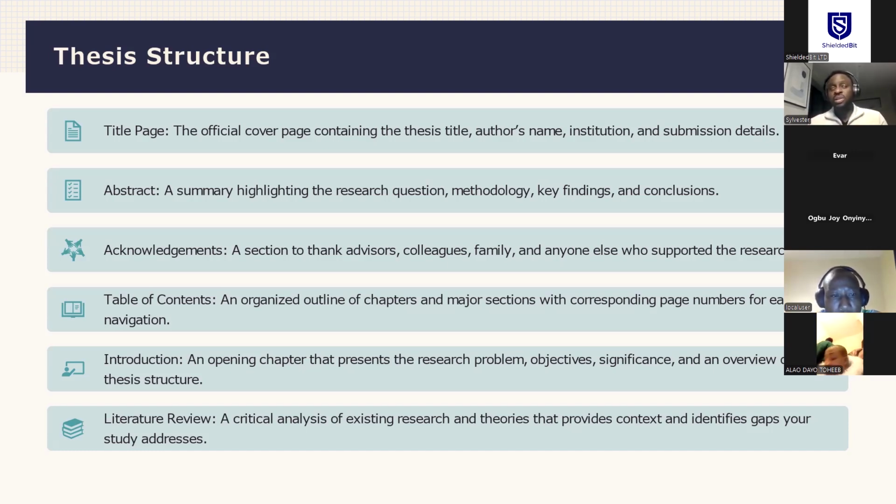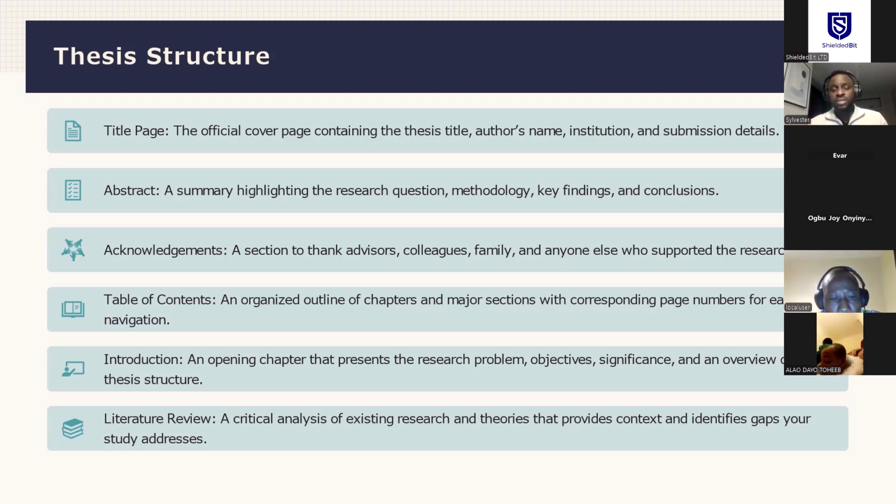Then the acknowledgements, where you thank this person, thank that person. This acknowledgement is not going to feature in every one of the assessments you'll be given, but it will most likely feature in the last thesis you're going to submit before you graduate. Then you have the table of contents.